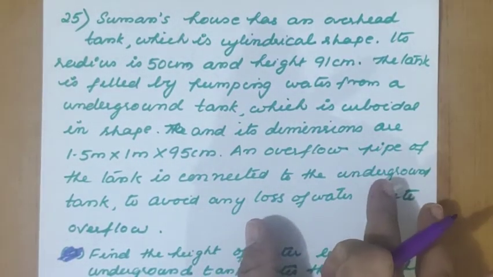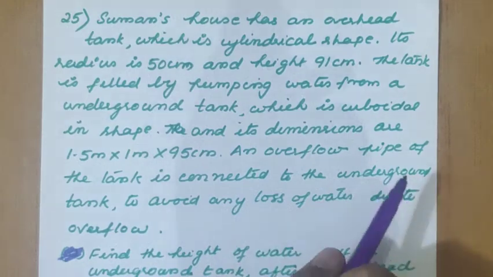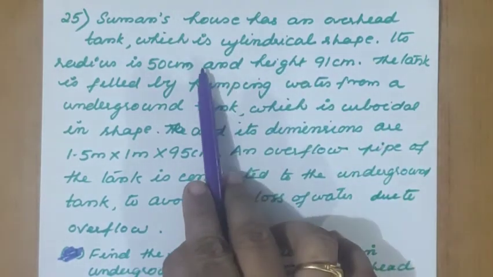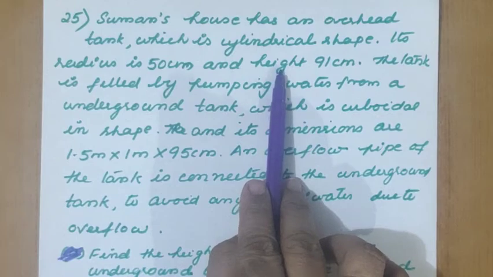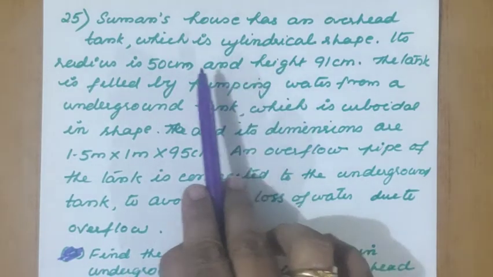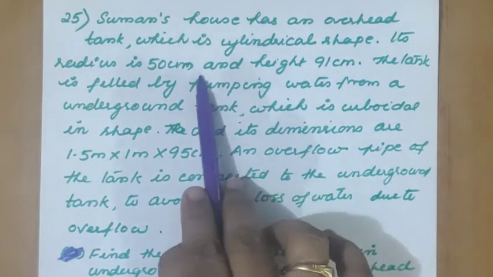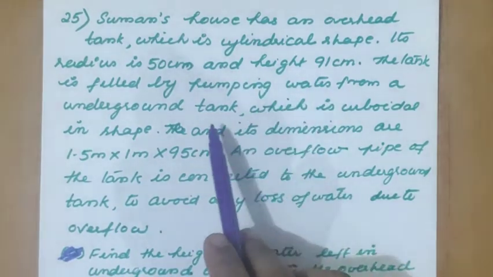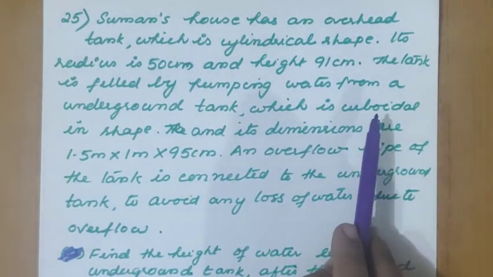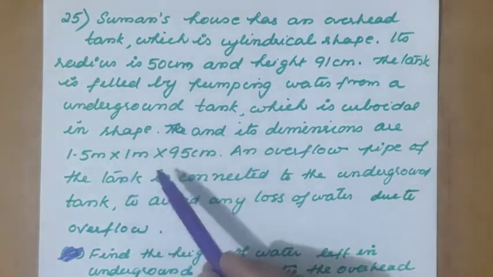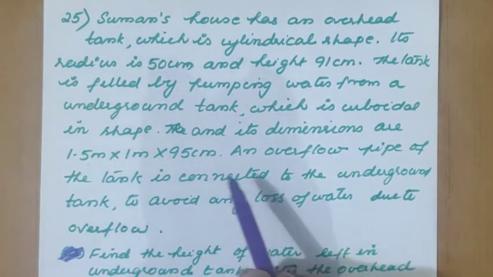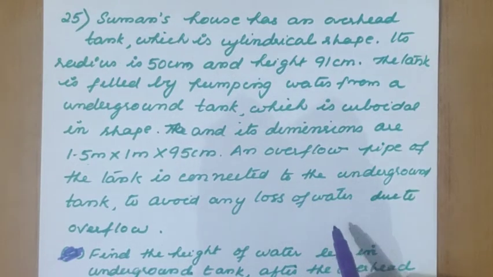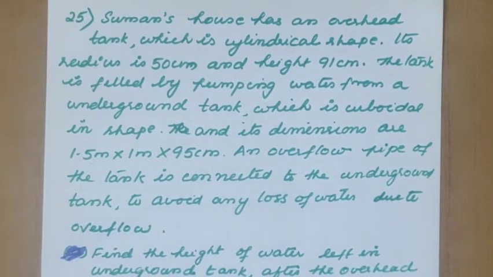It's a capacity question, so we must know the volume formulas. The overhead tank, what is the shape? Cylindrical shape. So volume of the cylinder is equal to pi r square h. Here both the units are given in centimeter only. Now the underground tank, what is the shape? Cuboidal. What is the volume of that one? L into B into H. Here the two units are in meter and the height is in centimeter. Now we have to see the question.